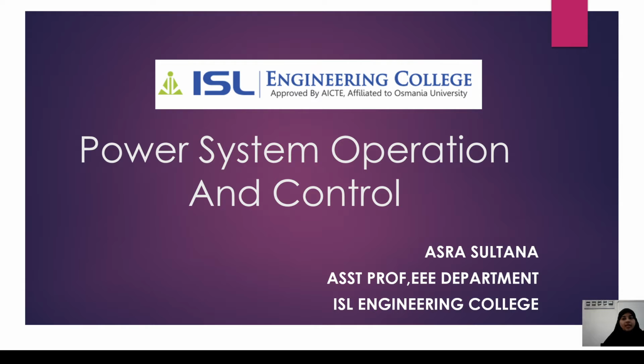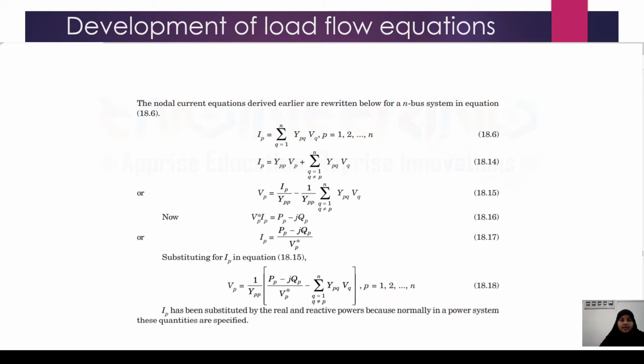And then we have seen the nodal admittance matrix, and the equivalent circuit for tap-changing transformers also. And we have also seen the equation for current Ip, that is the nodal current equation for an n bus system. Ip is equal to summation q is equal to 1 to n Ypq Vq, p is equal to 1 to 3 and so on till n. Okay, p is the number of buses here.